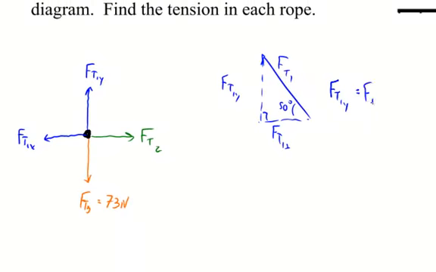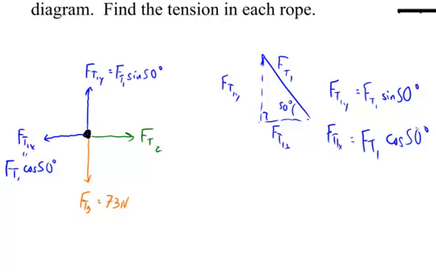So that FT1y is equal to FT1 times the sine of 50 degrees. And the FT1x is the adjacent side of the triangle, so the cosine is going to be FT1x divided by FT1, so that FT1x is going to be equal to FT1 times the cosine of 50 degrees. I'm going to make those substitutions into my free body diagram. Now I can write two equations that come from Newton's second law.